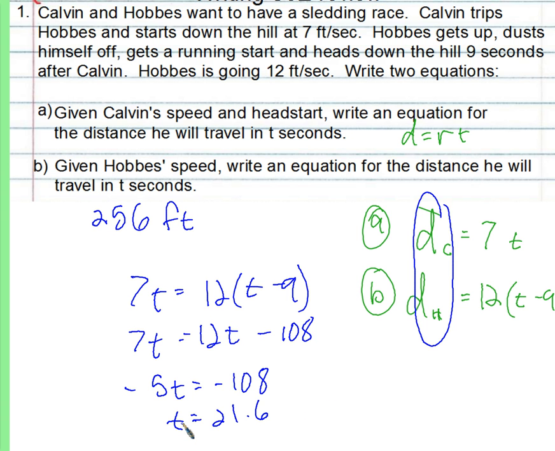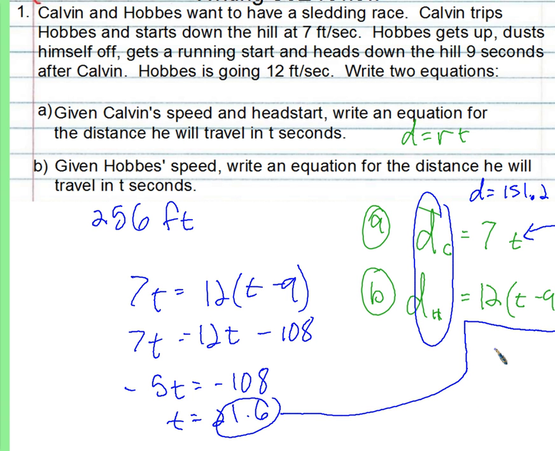Okay. So that's the time at which they pass each other. Can we figure out how far that is? How do we figure out how far they are once Hobbs catches up? Plug it into D. T, for what? Which T? Either of them. I would do, not that one, because this is an easier equation. 7 times 21.6, what do we get? 151.2.